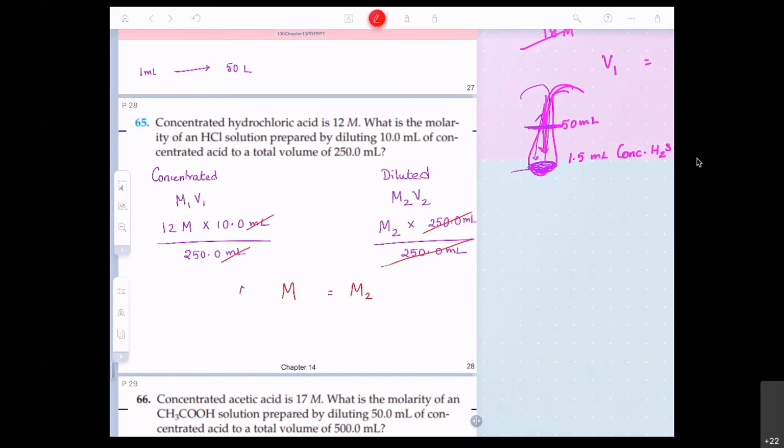So you should get 0.48. We have two significant digits in 12, so we'll stick with 0.48. What that means is the molarity, the concentration of the diluted solution, is 0.48.